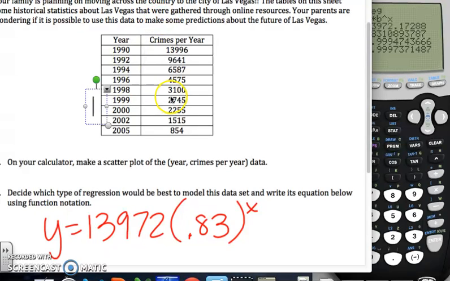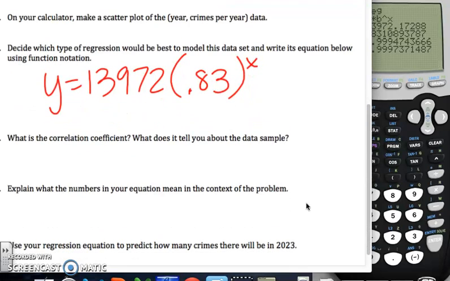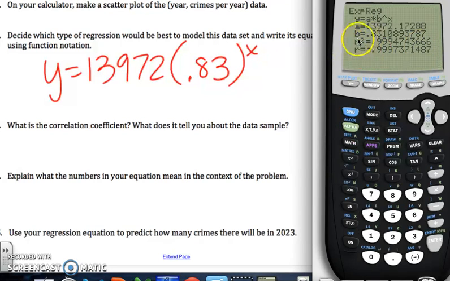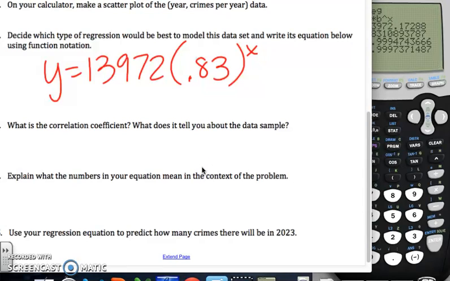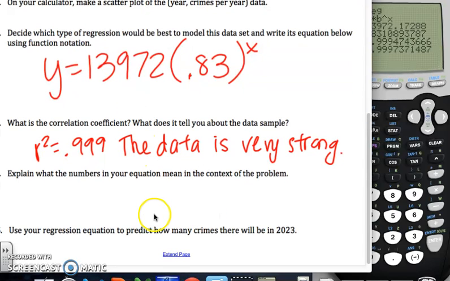So again, this makes sense because this is a decay problem, and this number is going to be smaller than 1. All right. Next thing says, what's the correlation coefficient, and what does it tell you about the data? So again, ignore r. R squared is going to be 0.999. Which is very, very close to 1, so that means the data is accurate. You could say it's very strong, very accurate. So that means I can use this equation to predict some future events.